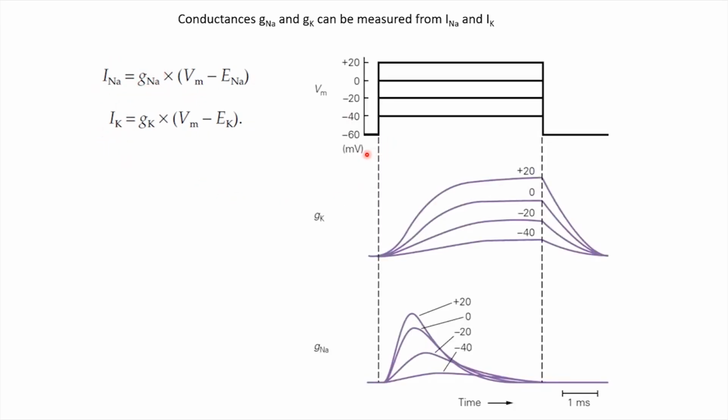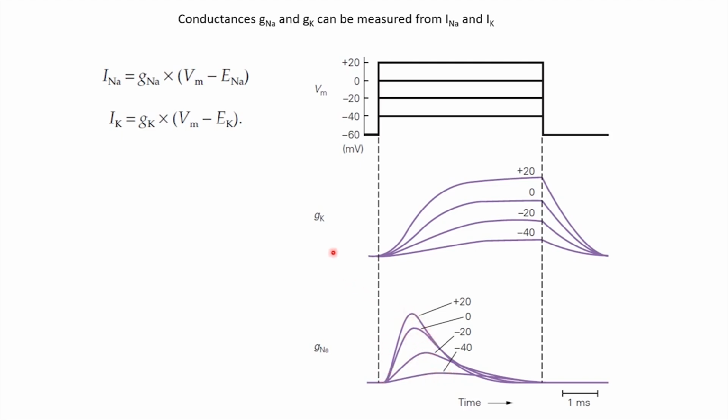So in these experiments where we start at minus 60 and then we take the membrane potential to different values of command potential, we can calculate the conductance as a function of time for different values of these command potentials. So this is what we see. At minus 40, we see the conductance increasing. At minus 20, we see it increasing even more, 0 even higher, and plus 20 even higher. And for sodium also, we see something similar. So at minus 40, there is a smaller increase in sodium conductance, the voltage gated sodium conductance. At minus 20, it's more, at 0, it's even more, and plus 20, it's even higher.